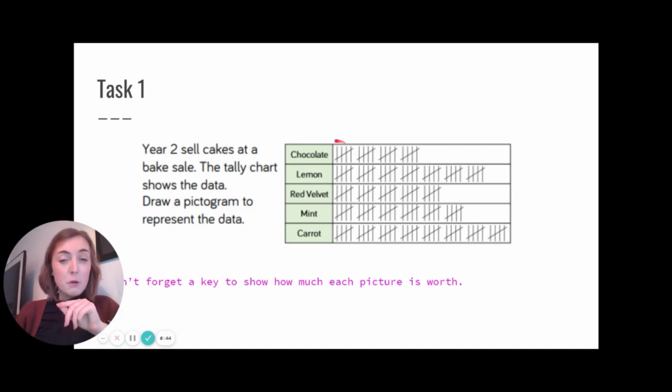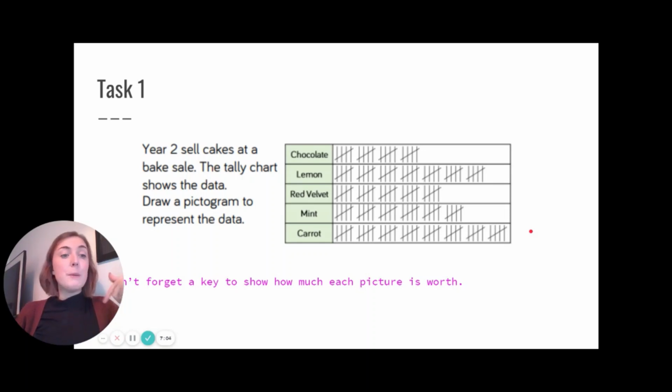One thing I have spotted is that these are all in groups of 5. So maybe you could turn one tally group of 5 into a picture. Or maybe you can think of another multiple that you could use. Pause now and try to draw a pictogram for this tally chart.